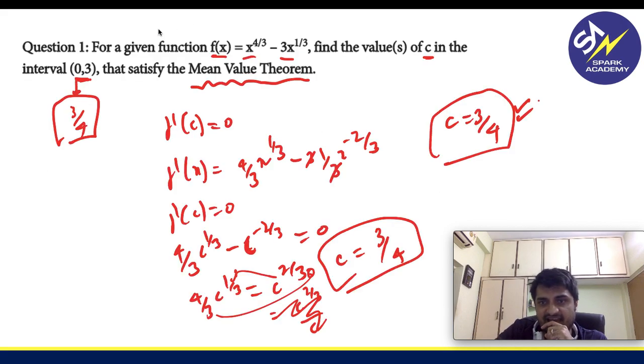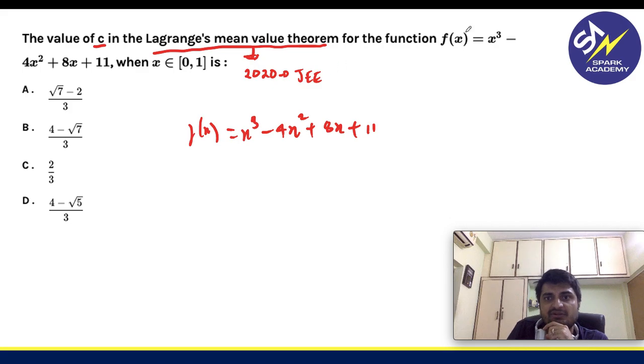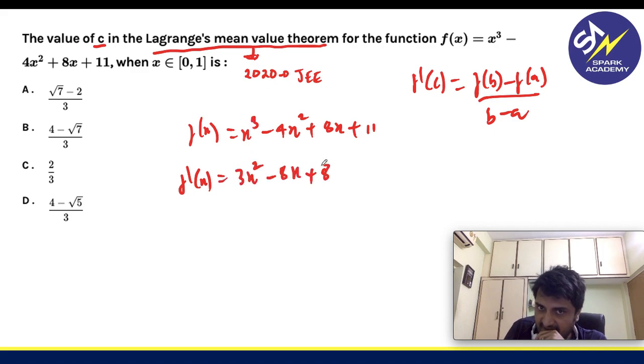Then they are asking us Lagrange's. What is Lagrange's? We know the formula, right? f dash c is f of b minus f of a by b minus a. So we know Lagrange's theorem formula is f dash c equals f of b minus f of a by b minus a. Let's do that, guys. First, let's find out f dash of x. Derivative of x cube is 3x square. This is minus 8x plus 8.